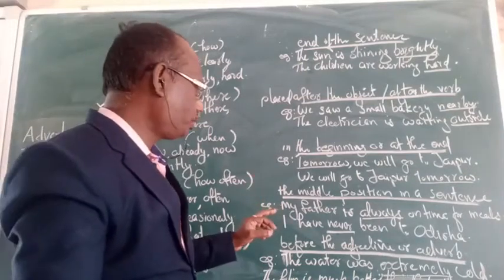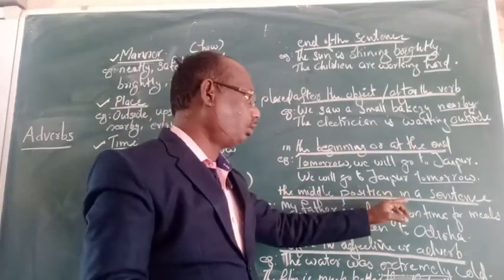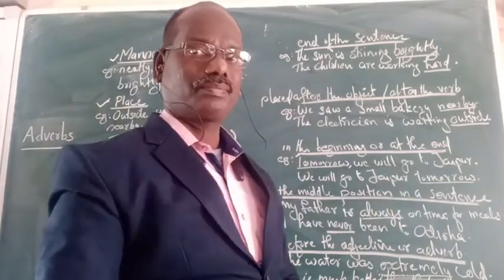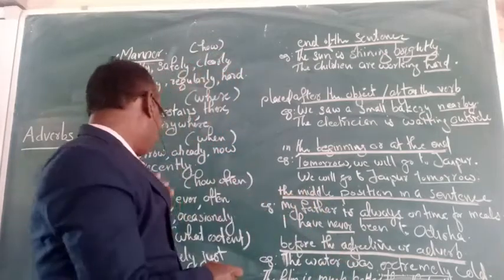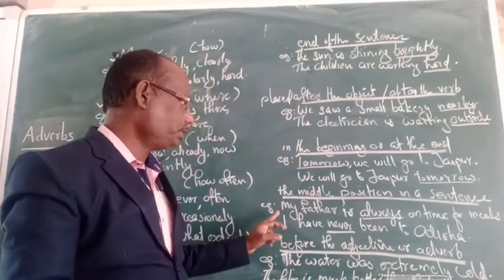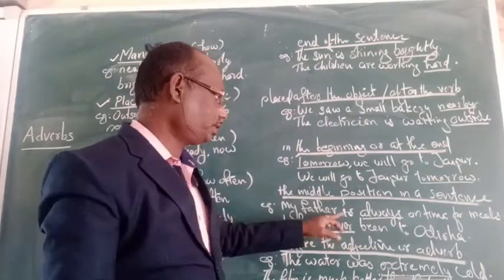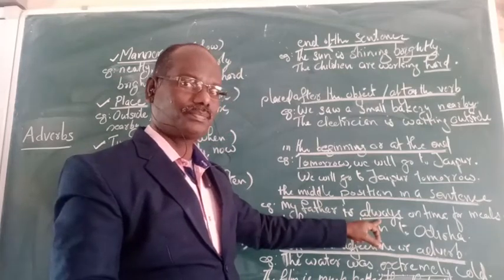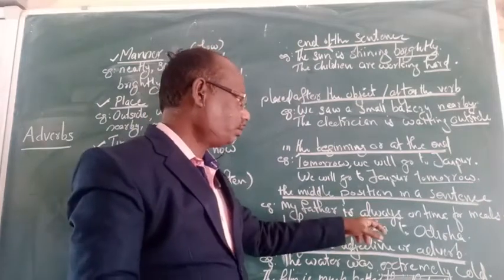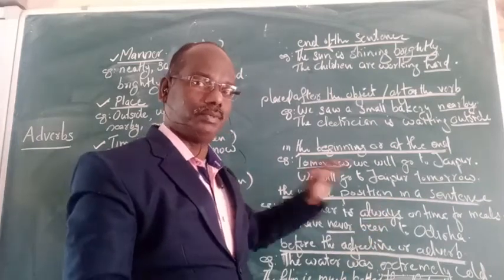The position of the adverb of frequency is the middle position in a sentence. We can use the adverb of frequency in the middle position in a sentence. See the example: my father is always on time for meals. So, the adverb always we are using in the middle of the sentence.